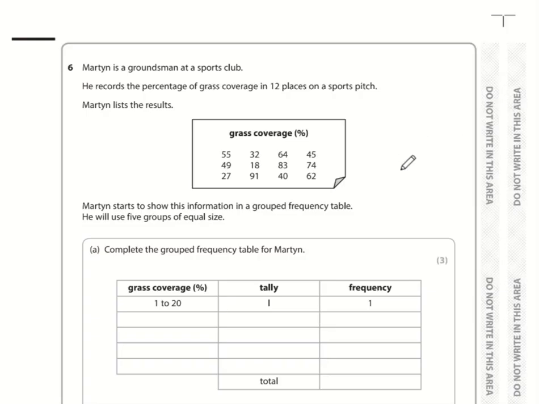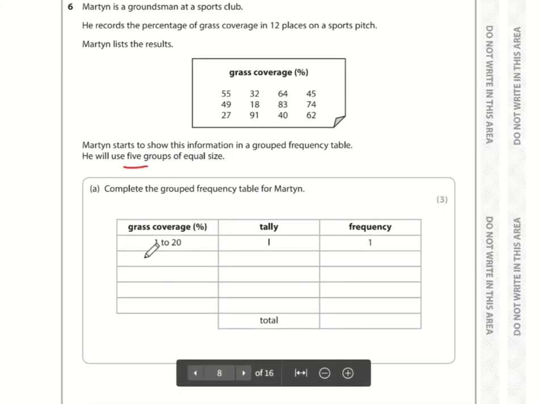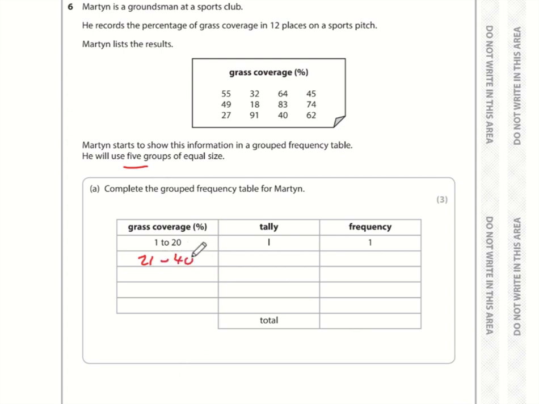So for question number 6, what we need to do is first of all complete this grouped frequency table. So let's have a look at the bands. The first one's 1 to 20. It does say 5 groups of equal size, so we're going up in 20s. So this is going to be 21 to 40, 41 to 60, 61 to 80, and then 81 to 100.